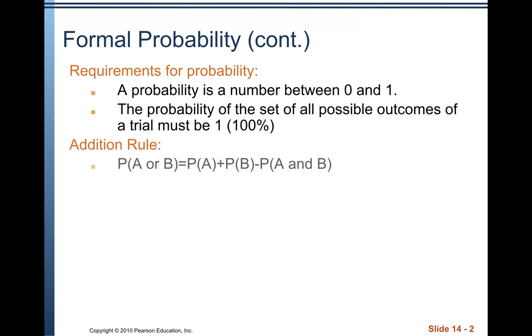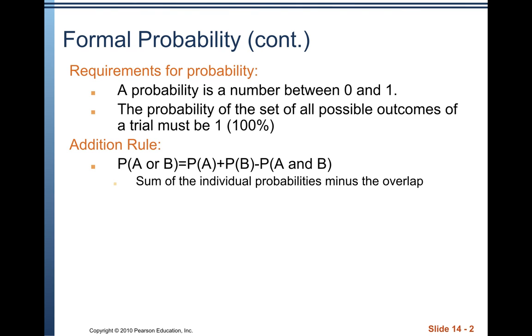A couple of the rules for probability that you should know already. One is the addition rule. The addition rule applies to OR probability. So this is some fancy notation, but basically what it's saying is, if I want to find the probability of one thing or another thing happening, I add up the individual probabilities and then subtract out the overlap.